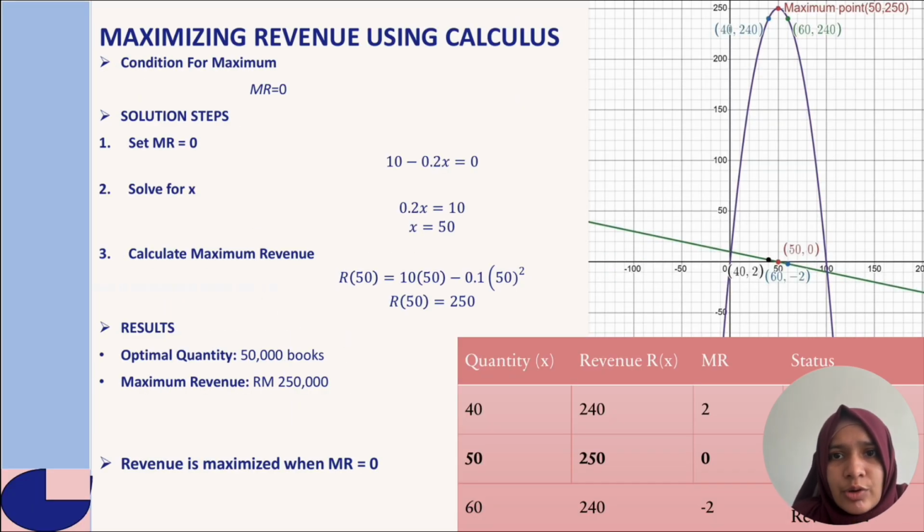To maximize our revenue, we simply find the point where marginal revenue is 0. Solving 10 minus 0.2x equals 0 gives us an optimal quantity of 50,000 books, resulting in a maximum revenue of ringgit 250,000. The graph and the table here confirm this perfectly. At 40 units, MR is still positive, so revenue is rising. But at 50 units, MR turns negative, causing revenue to drop. This proves that 50 units is our absolute peak.